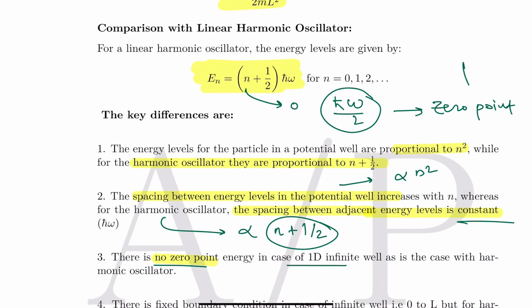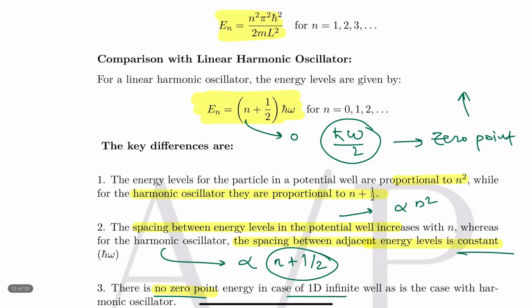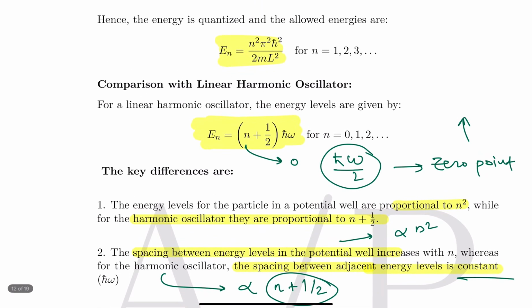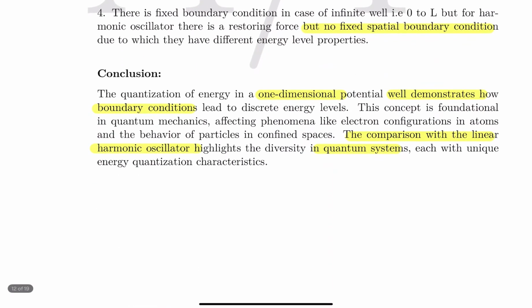And this is again one of the characteristics of quantum mechanics or quantum physics. Okay, and then you are required to conclude the answer that quantization of energy in the one-dimensional potential well demonstrates how boundary conditions lead to discrete energy levels.